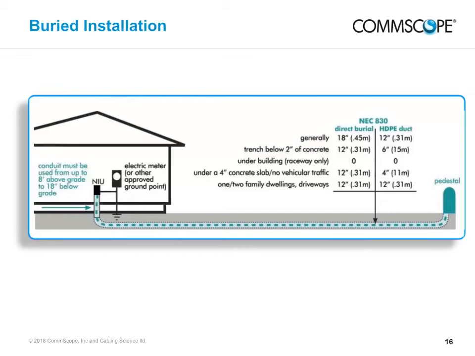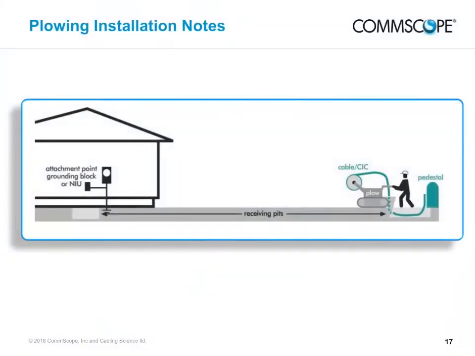Although NEC 830 permits the use of metal conduit, CommScope does not recommend its use. Problems with rust, water migration, and potential damage to the cable jacket due to cutting and scraping during installation are possible results of using metal conduit. Frozen water will crush cable in a metal conduit, but HDPE conduit will allow the ice to expand and save the cable. Direct burial cable and cable in conduit, CIC, may be installed by trenching or plowing.